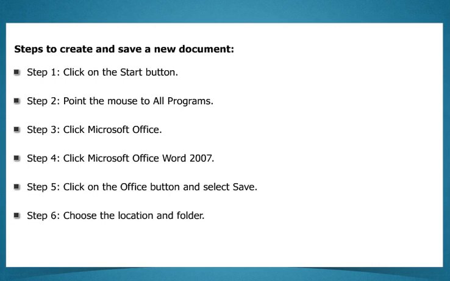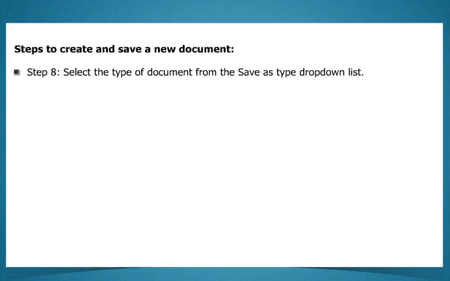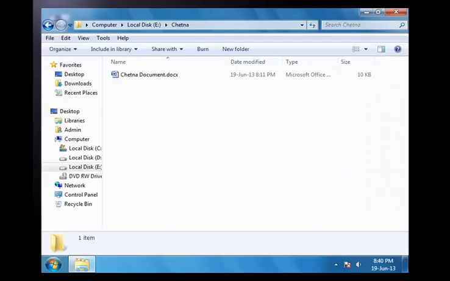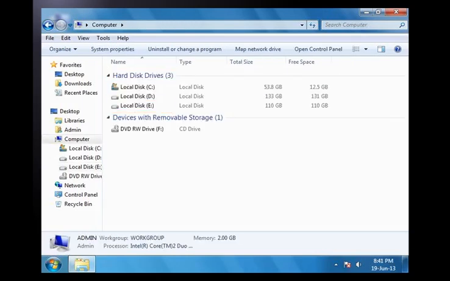Step 6. Choose the location and folder. Step 7. Write file name in the file name combo box. Step 8. Select the type of document from the Save As Type drop-down list. Step 9. Click Save. So, now you are able to create a new document. You have created a document with name as Chetna document and saved it in Chetna folder under local disk E.